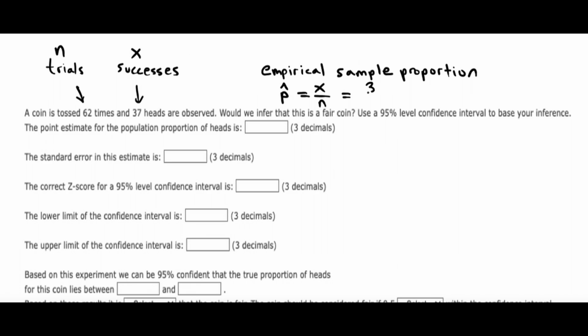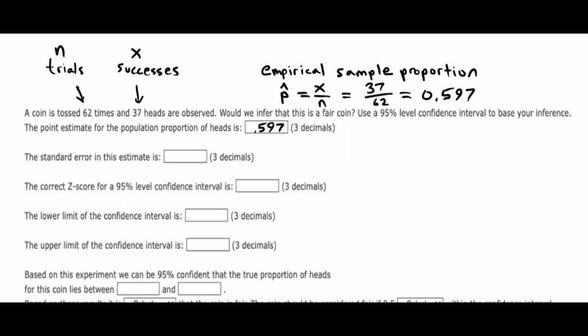So we'll do 37 out of 62. We can get a decimal for that: 0.597. Okay, so that's what's going to go here. They ask for the standard error in the estimate.